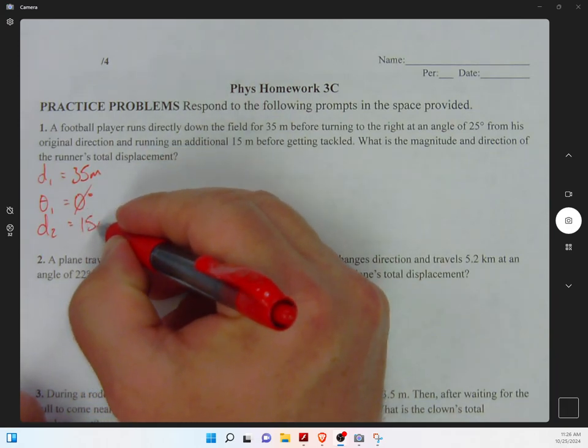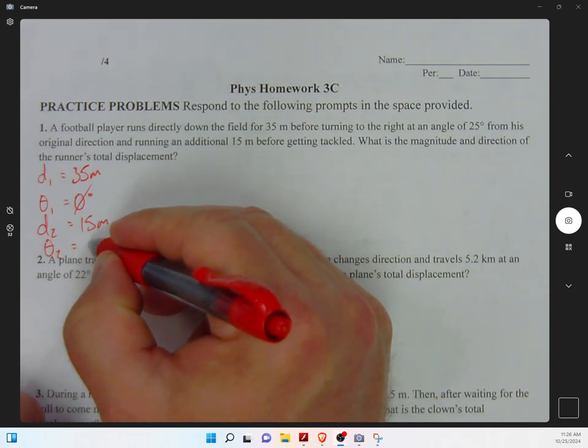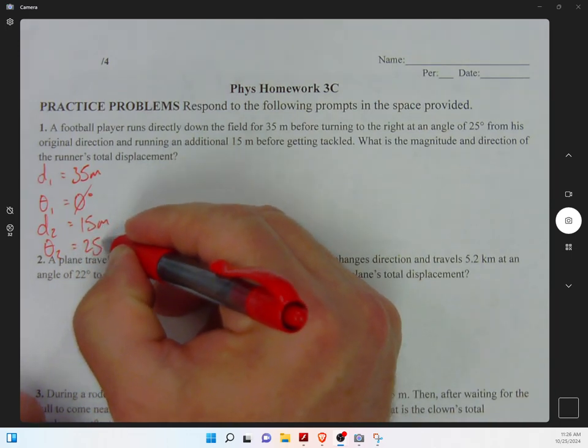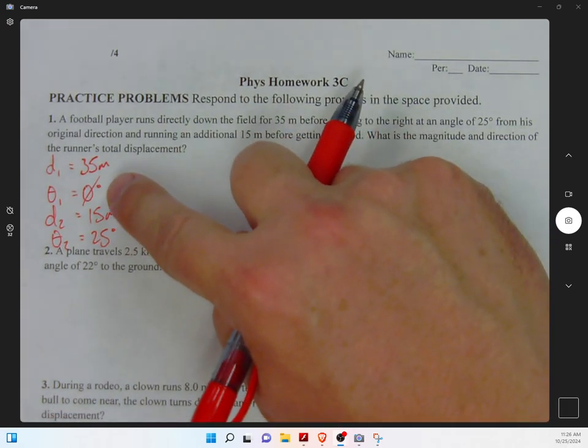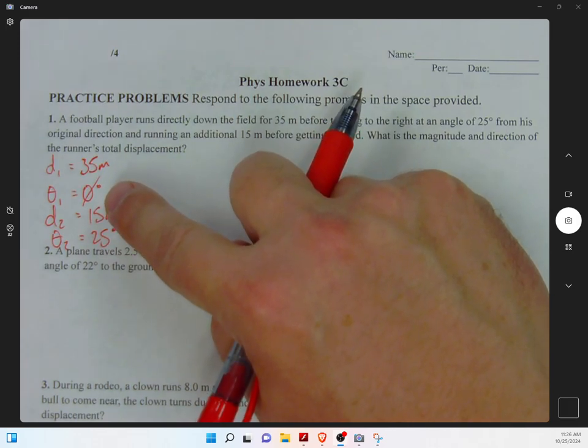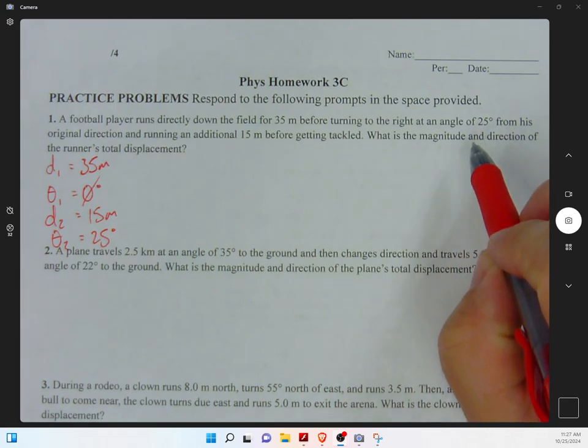My second displacement was 15 meters, and my second angle was the 25 degrees. Okay? Now, this might not seem like a big deal, but this could screw up your calculations later on if you thought that the 25 degrees was the only angle that you have here.